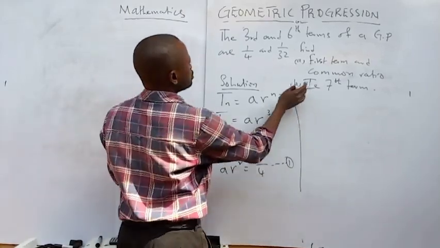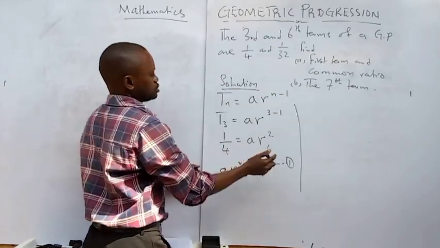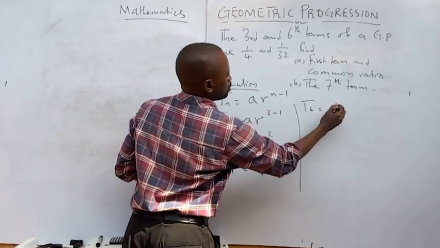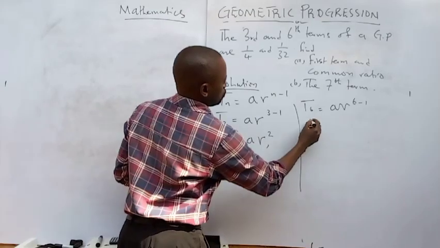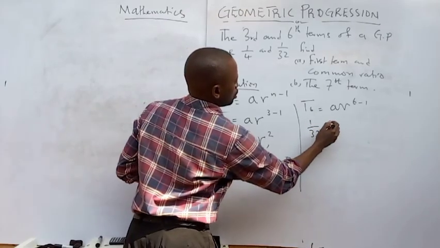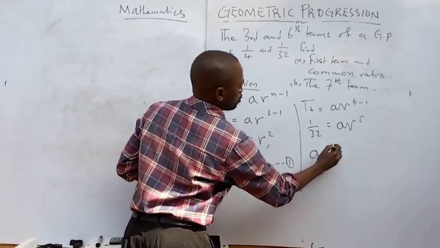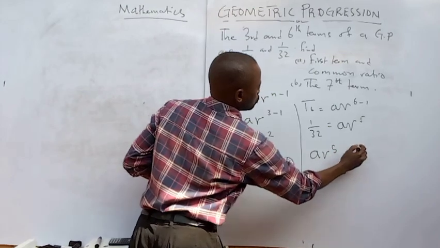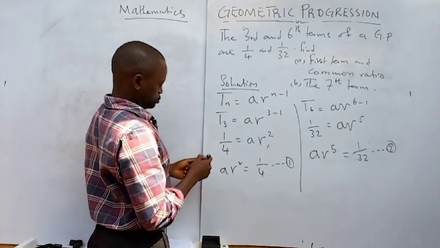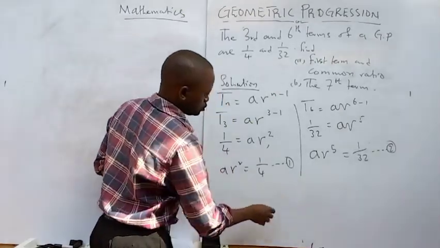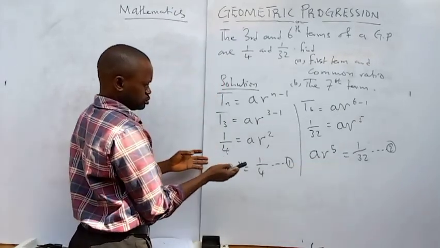Since this one looks like something reasonable, let me try it again with the sixth term. T6 equals ar raised to power 6 minus 1. That T6 is 1 over 32, equal to ar raised to power 5. So ar raised to power 5 is equal to 1 over 32. Call it equation 2. We are close to something good. I'll be looking at these two equations and see what we can do.